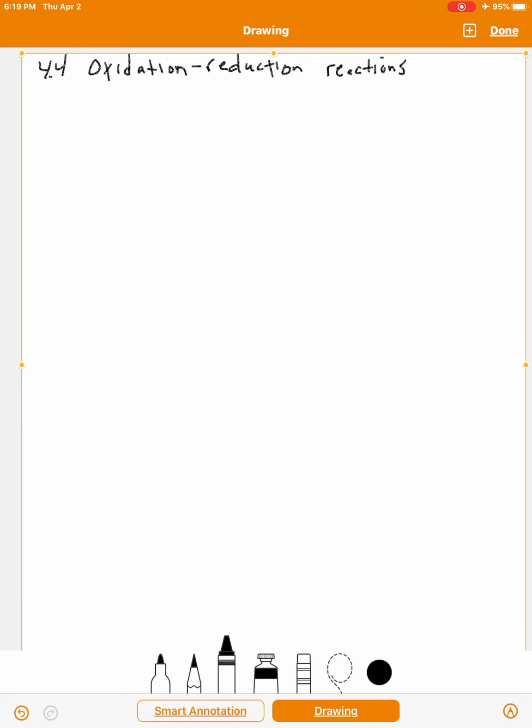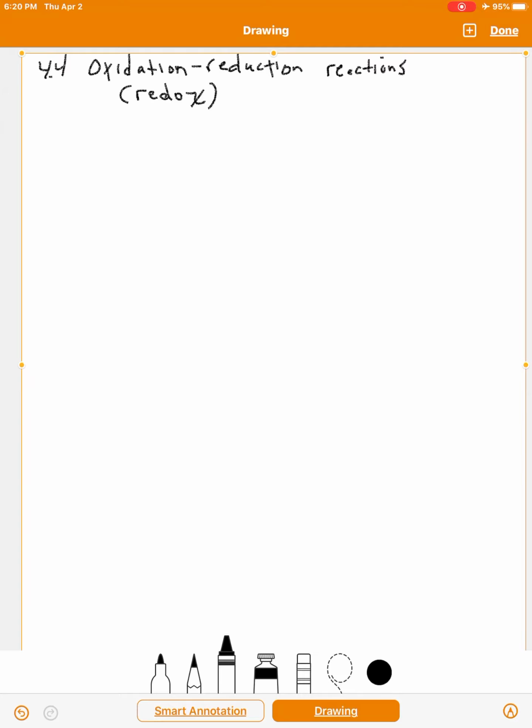Section 4.4, oxidation reduction reactions. So now we're going to look at the third type of chemical reaction, which is called oxidation reduction. It is often abbreviated as redox. Okay, so these are redox reactions. Redox reactions often involve an exchange of energy with the surroundings, a large exchange of energy.